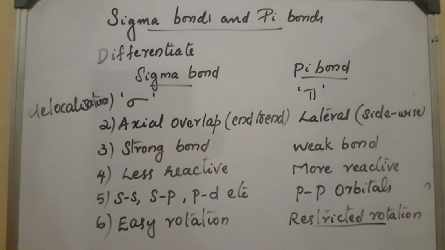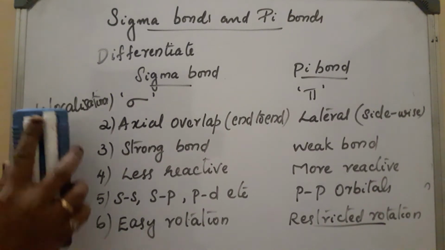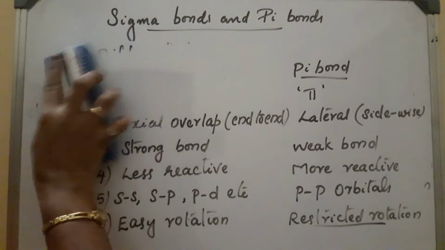Also, we know that due to delocalization, an electron cloud is formed above and below. So these electrons are easily available for the chemical reaction. So they are also called the reactive centers of multiple bonds. These are the differences between sigma bond and pi bond. Okay. Now, next, let us calculate the sigma bonds and pi bonds.